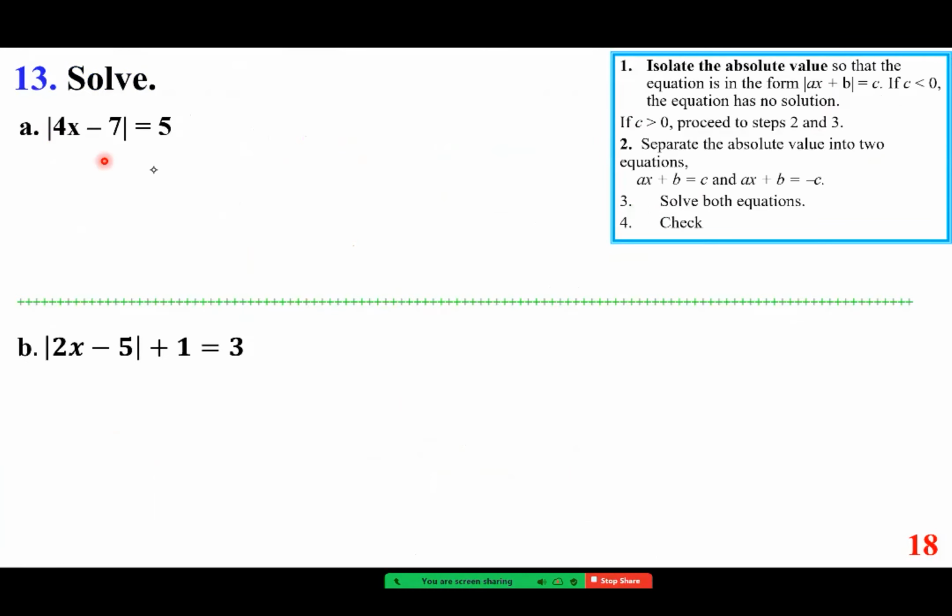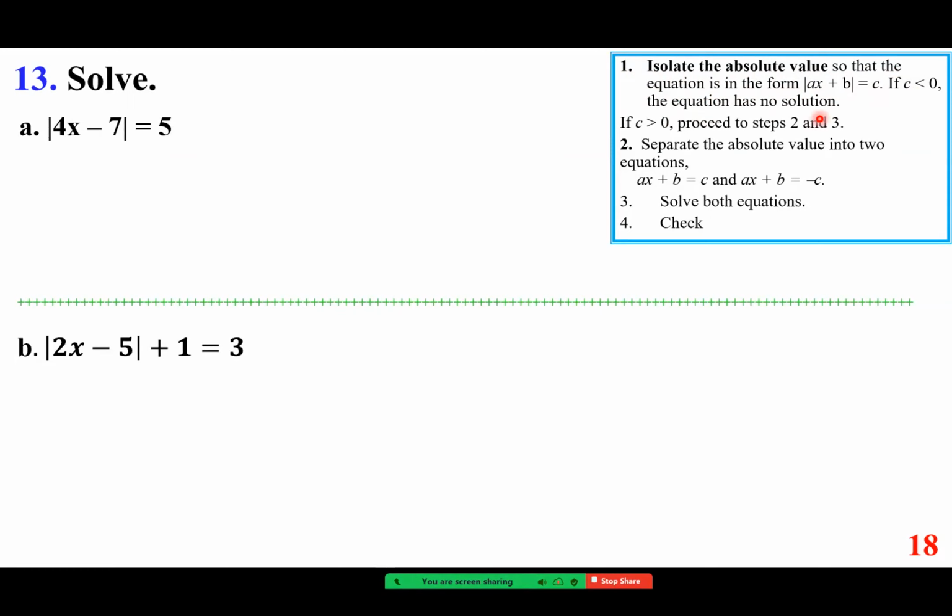We want to solve an absolute value equality, and here's the process. Number one, isolate the absolute value so that the equation is in the form of absolute value of ax plus b equals c. If c is less than 0, the equation has no solutions. So instead of 5, if I have, let's say, -5, right away, no solutions, done.